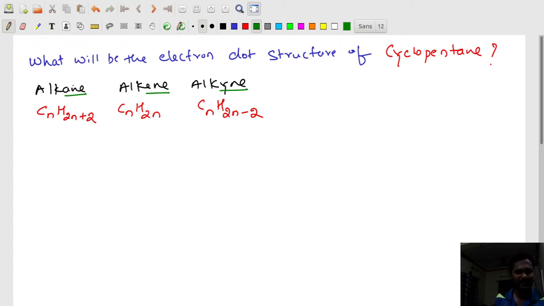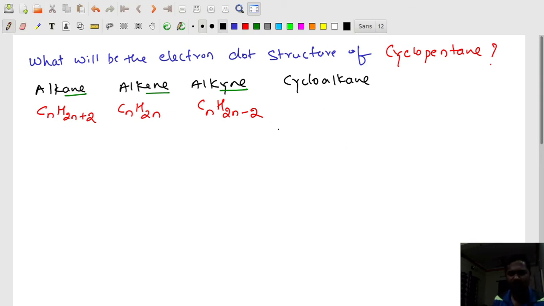ANE is a saturated compound with a single bond, ENE is an unsaturated compound with a double bond, and YNE is an unsaturated compound with a triple bond. Similarly, you will find one more group called cycloalkane. The difference between cycloalkane and alkane is that in alkane you will find a straight chain, but in cycloalkane you will find a hydrocarbon in a ring form. That is the basic difference between cycloalkane and alkane.